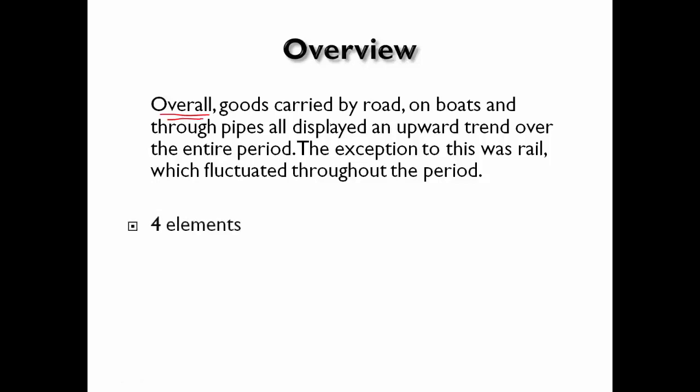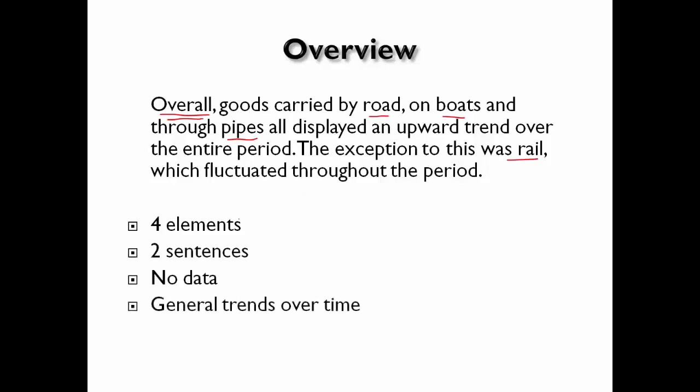So there's 4 elements: road, boats, pipes, and rail. These were the 4 things in the graph. Only 2 sentences, no data, and their general trends over time. And it's the most obvious things. It's easy. Okay, 3 of them go up, 1 of them fluctuates. Every time I give that particular question to my students, they get too complicated. They start looking for comparisons and start writing very, very complex things. You don't have to do that. It's the easiest thing. 3 of them go up, 1 of them fluctuates.